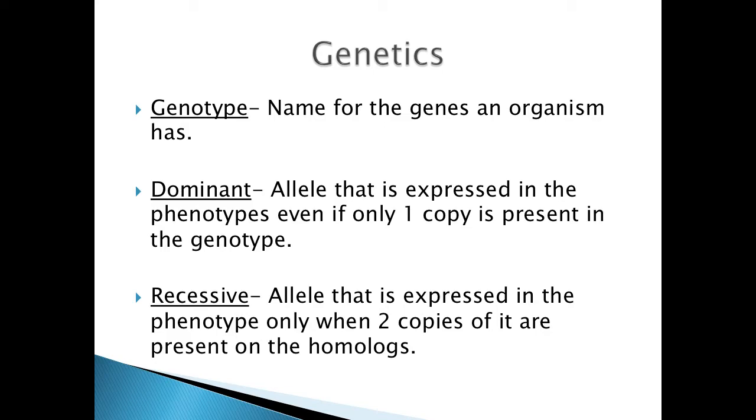Dominant is the allele that is expressed in the phenotype, even if only one copy is present in the genotype. It only takes one dominant allele to make the entire genotype dominant and let that trait show through. Whereas recessive is an allele that is expressed in the phenotype only when two copies of it are present on the homologs. In order for a recessive gene to show through, there must be two recessive alleles.